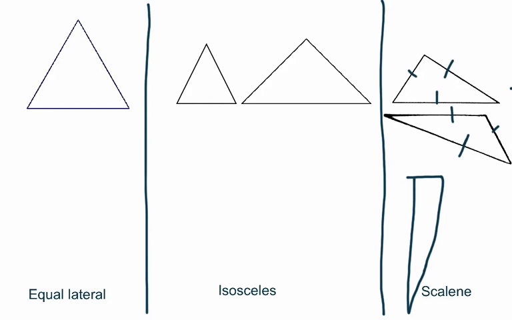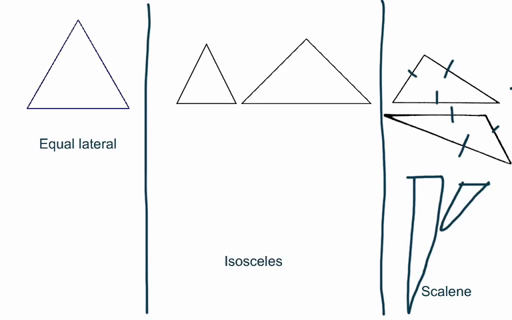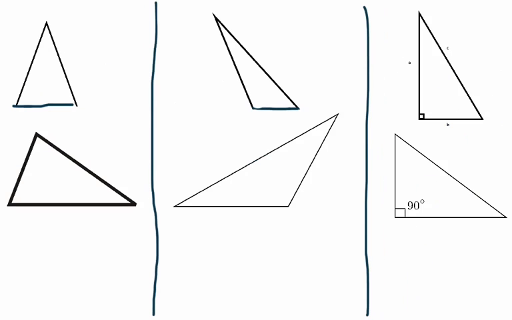Okay, that's a different one. That's a scalene. It doesn't matter what shape it is, as long as all three sides are different lengths. That's what a scalene triangle is. Those are the three classifications if you're going to classify triangles by their sides: equilateral, isosceles, and scalene. Now, there's another way to classify triangles besides just their sides.